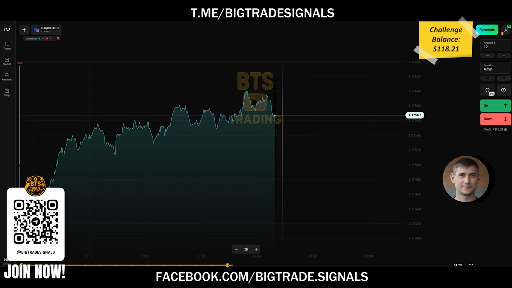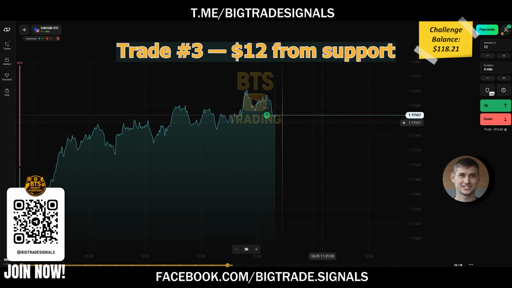Okay, now I'm opening trade number 3, $12 from this support zone. That's 10% of the balance. With binary options, you pick direction and expiry. I chose a short expiry that matches this small bounce setup. Trade is live. We'll let it run while I explain the mistakes.